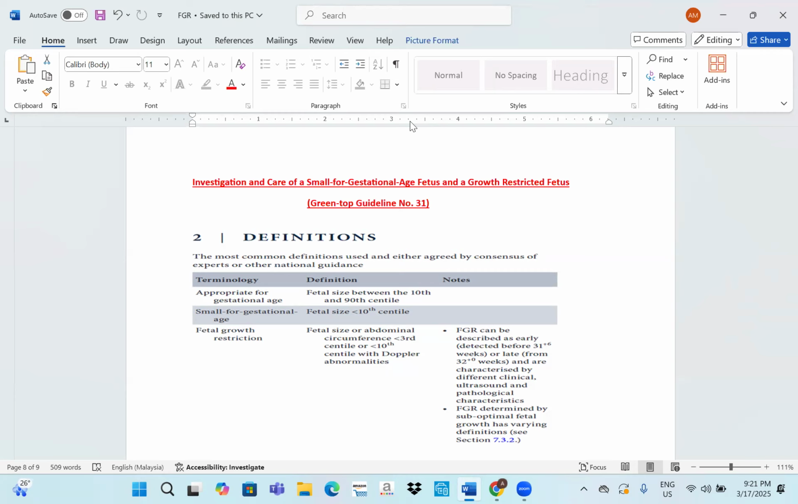Okay. Now coming towards small for gestational age fetus. This type of fetus will just have the estimated fetal weight or the plotting of the symphysiofundal height below the 10th centile. There will be no changes to the Doppler. Okay? Only the estimated fetal weight would be less than 10th centile. Okay?